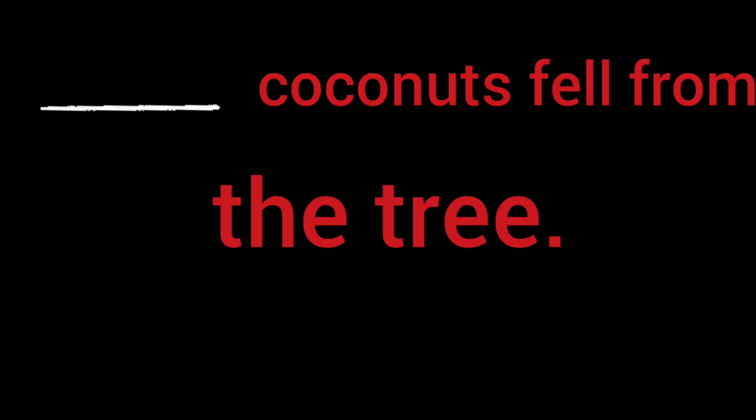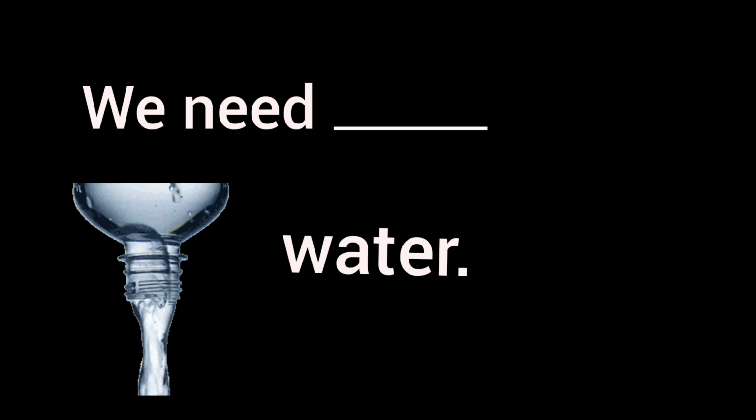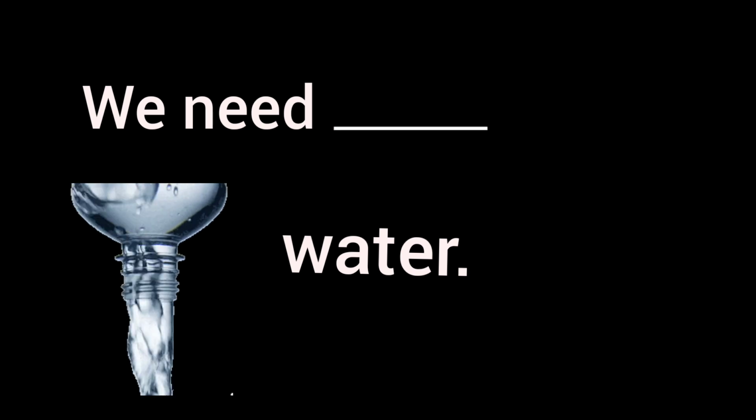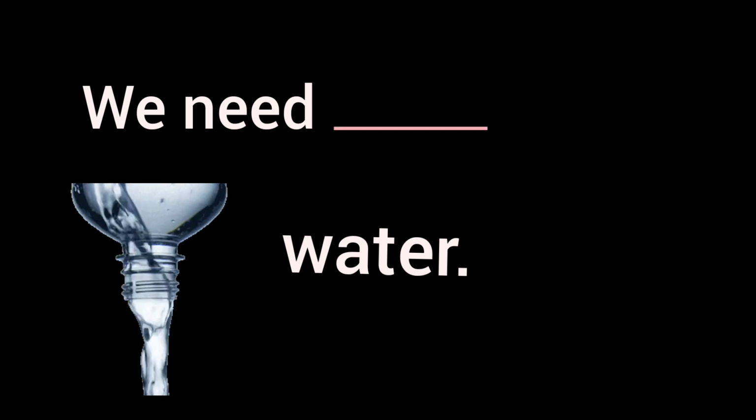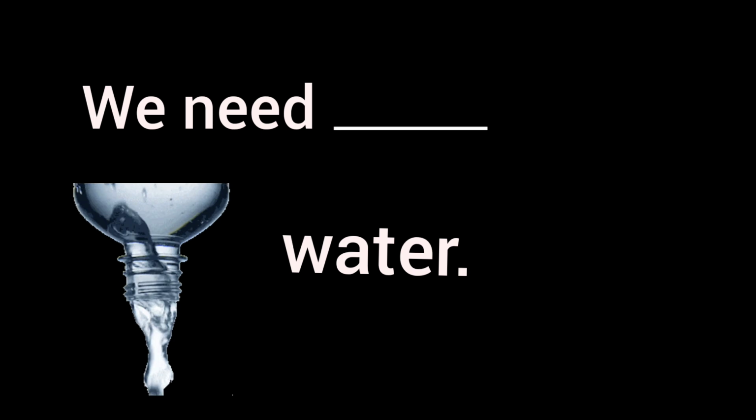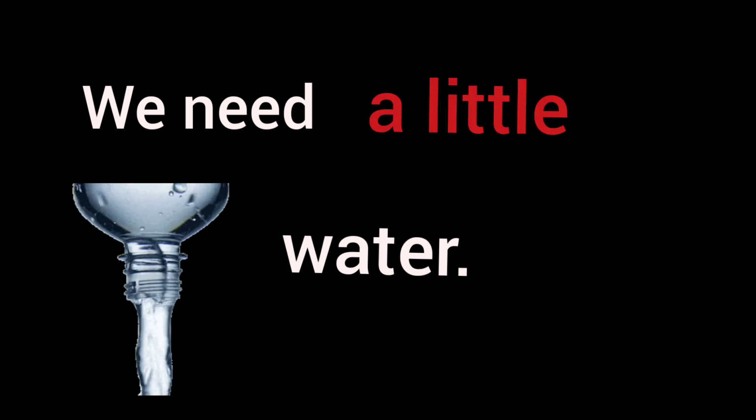Dash coconuts fell from the tree. Coconuts is a countable noun. So which word would I use to complete the sentence? So the sentence should read, a few coconuts fell from the tree. We need dash water. If you guessed a little, that is correct. The sentence should read, we need a little water.